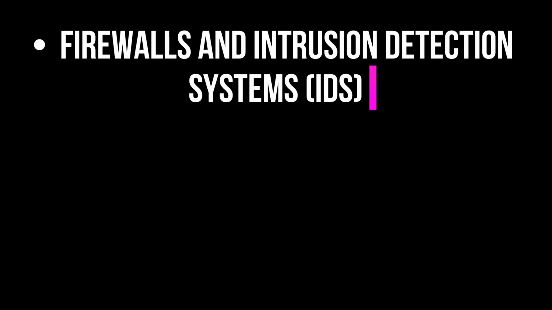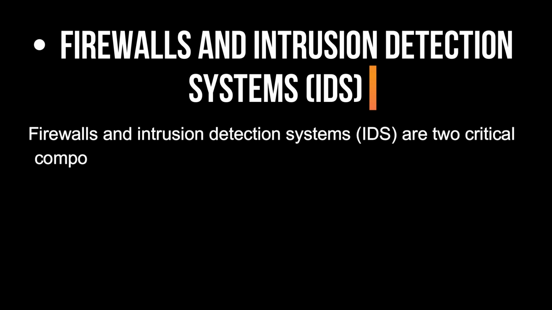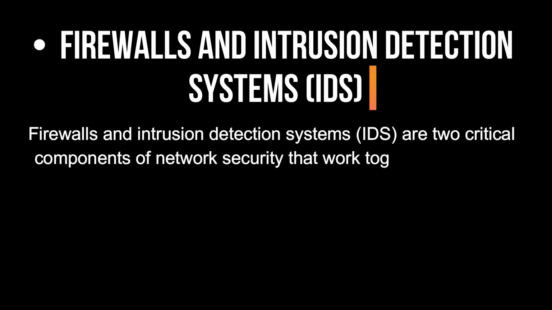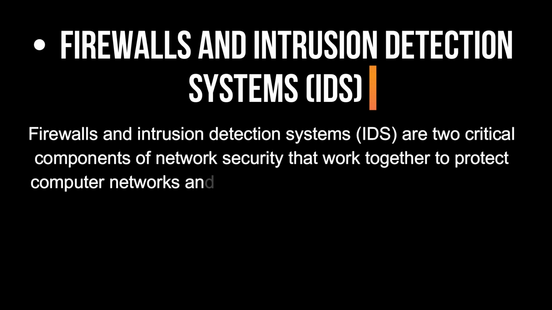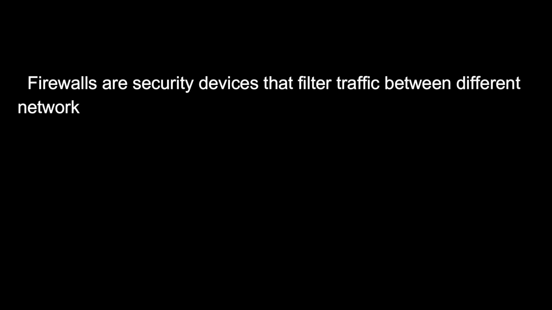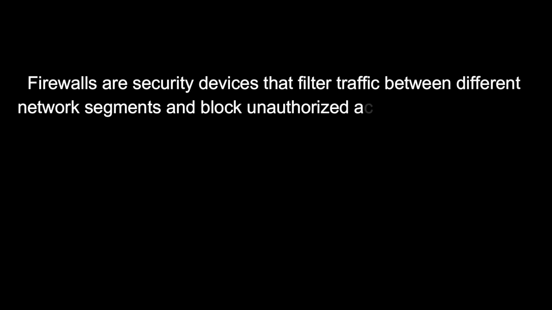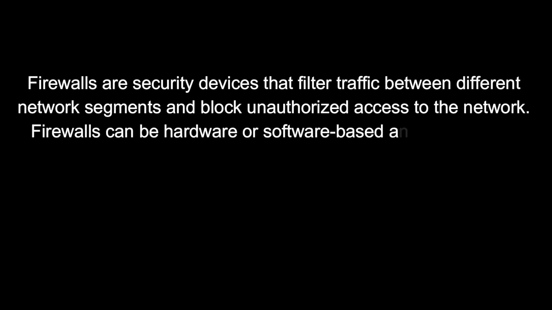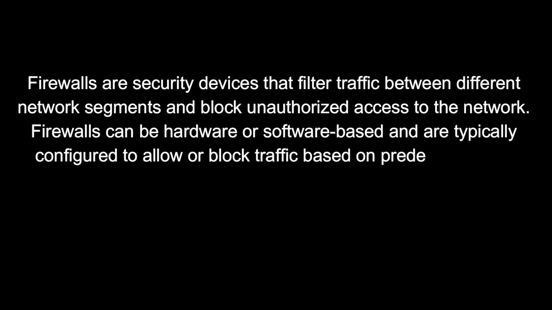Firewalls and intrusion detection systems, IDS. Firewalls and intrusion detection systems, IDS, are two critical components of network security that work together to protect computer networks and the information transmitted over them from cyber threats. Firewalls are security devices that filter traffic between different network segments and block unauthorized access to the network. Firewalls can be hardware or software-based and are typically configured to allow or block traffic based on predefined rules.